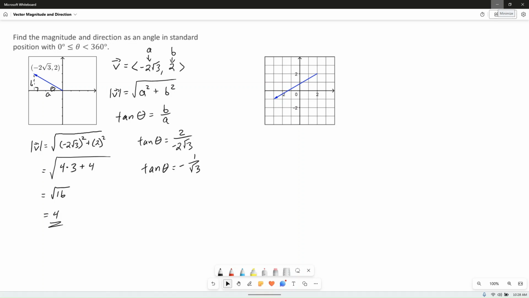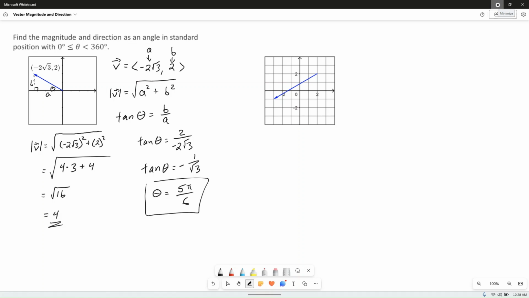But 2 of those are going to be positive, and the other 2 are going to be negative. Remember, tangent's positive in the first and the third. It's negative in the second and the fourth. And if you look at the vector that we had, it is pointing into the second quadrant. So I need the pi over 6 angle in the second quadrant. And so theta is going to be 5 pi over 6.